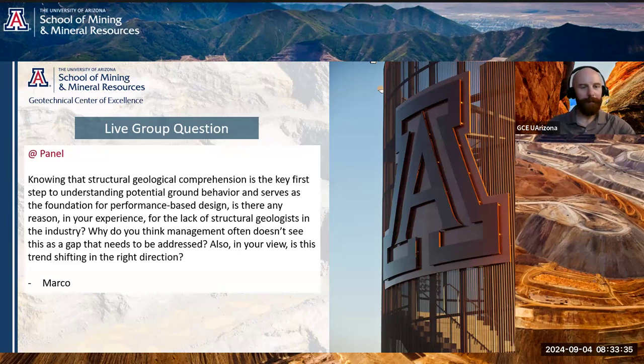Here's one from Marco. Knowing that structural geological comprehension is the key first step to understanding potential ground behavior and serves as the foundation for performance-based design, is there any reason in your experience for the lack of structural geologists in the industry? Why do you think management often doesn't see this as a gap that needs to be addressed? Also, in your view, is this trend shifting in the right direction?